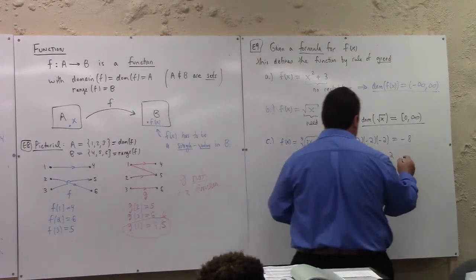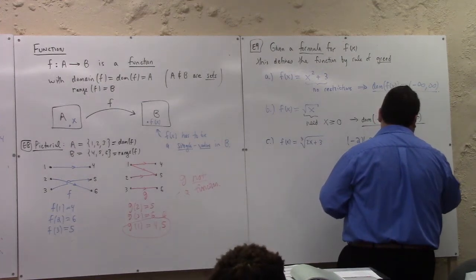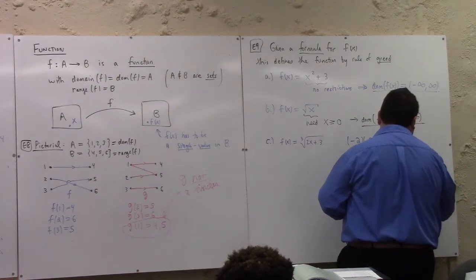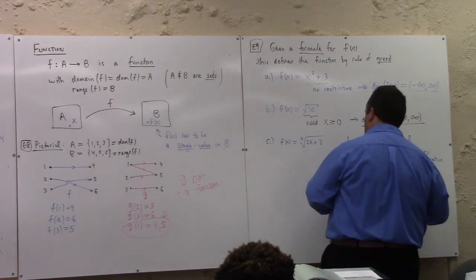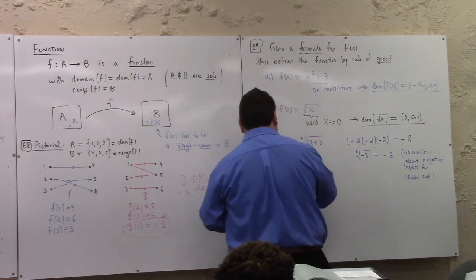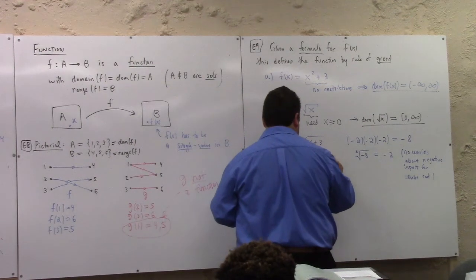So no worries about negative inputs for cube root. So the domain in this case is, again, minus infinity to infinity.